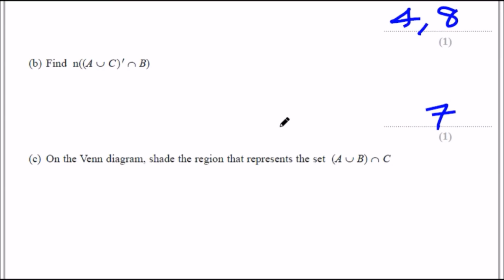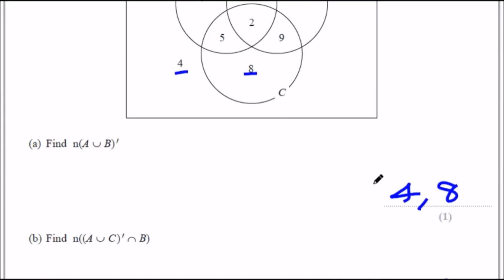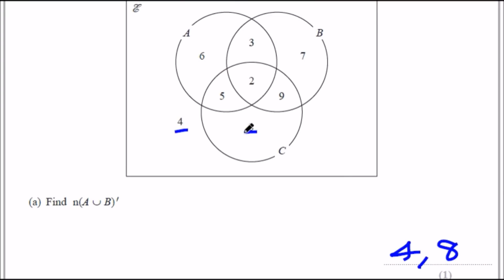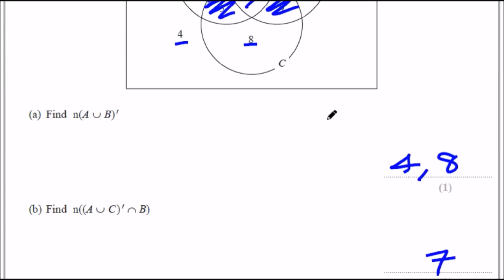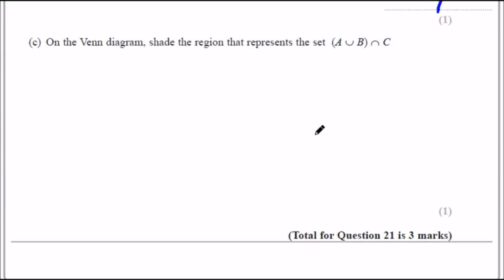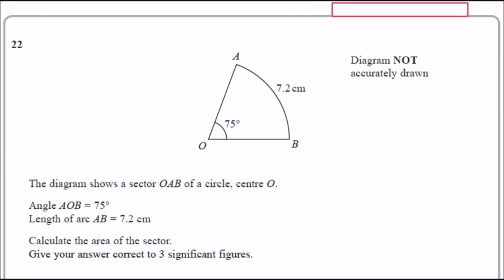On the Venn diagram, shade the region that represents the union of A and B intersecting with C. So the union of A and B, which is all of these, intersecting with C. So 5, 2, 9 are in A and B, and intersect with C. So we should just shade this region. So it'll be this, this, and this. And that's it. Very easy.